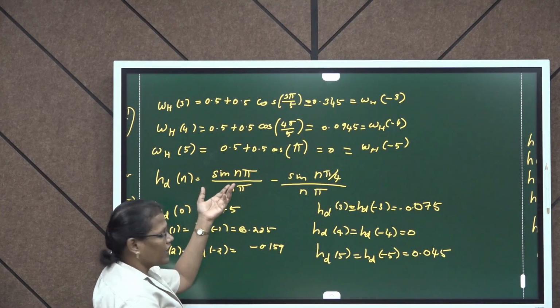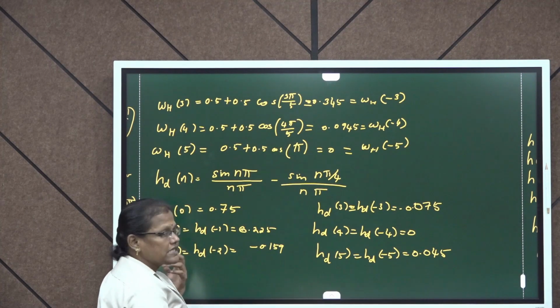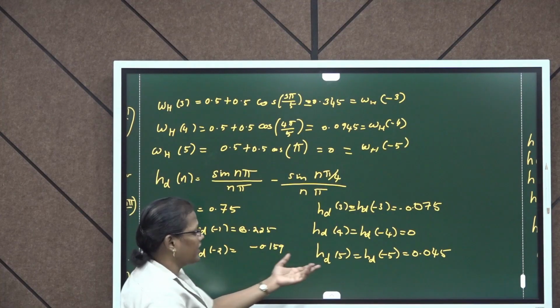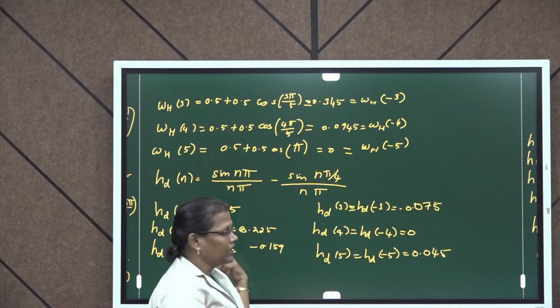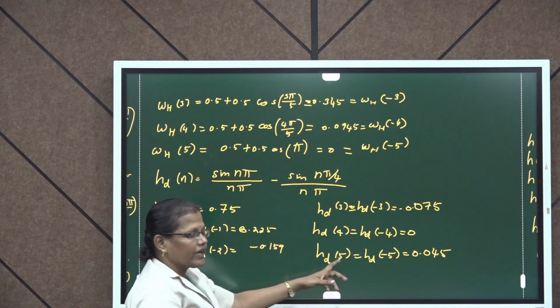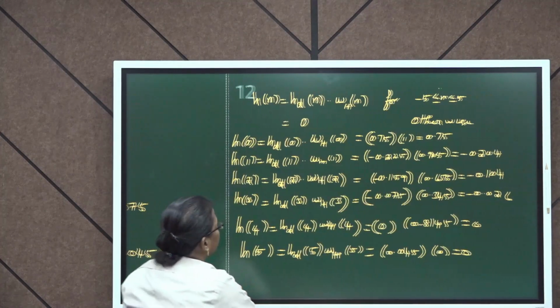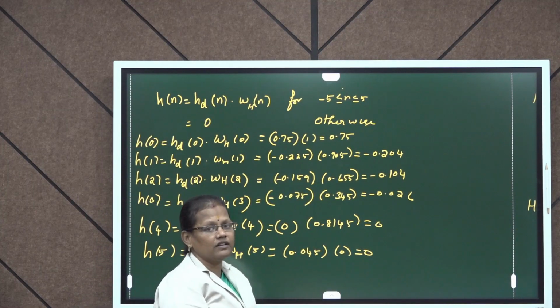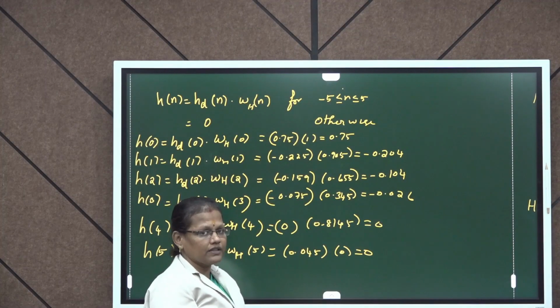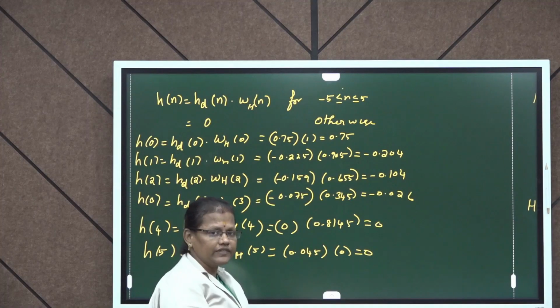So simply you substitute the value for n ranging from minus 5 to plus 5. Since it is a symmetric impulse response, we can take hd of 5 is equal to hd of minus 5, hd of 4 is equal to hd of minus 4, like that. So hd of 0 to hd of 5 we have calculated. Then to find h of n, h of n is equal to hd of n into W of n. This is the place where the problem differs from the Fourier series method. I'll show how the final result changes between the Fourier series and the windowing method.